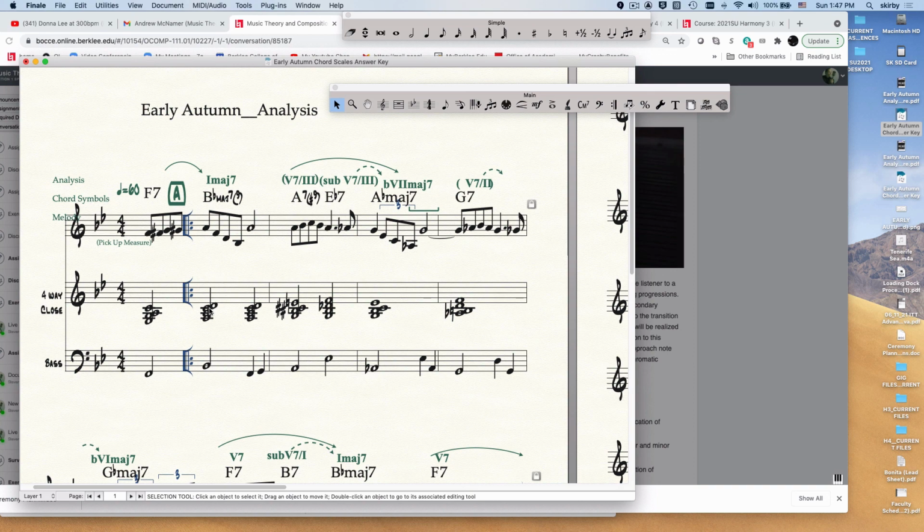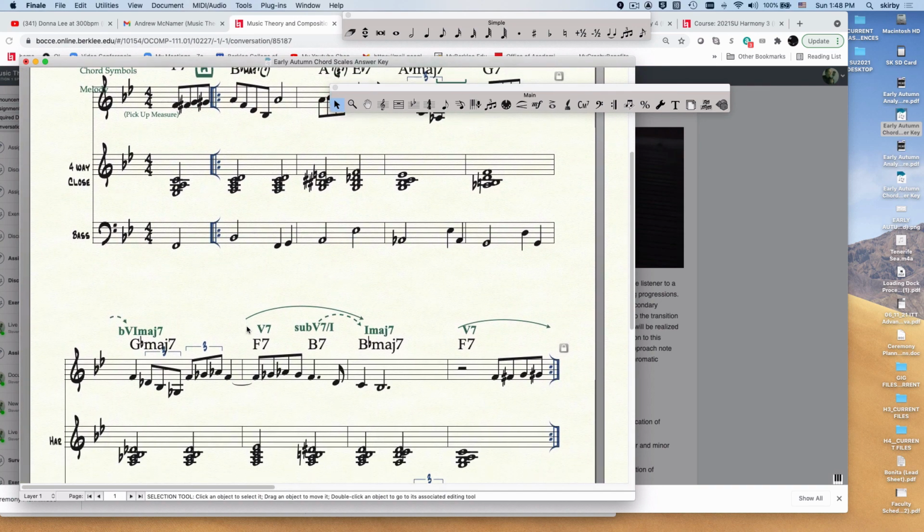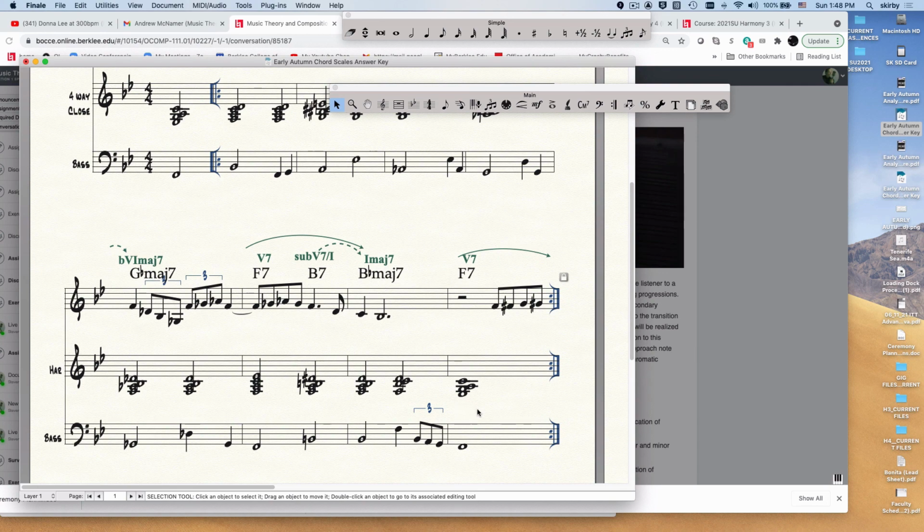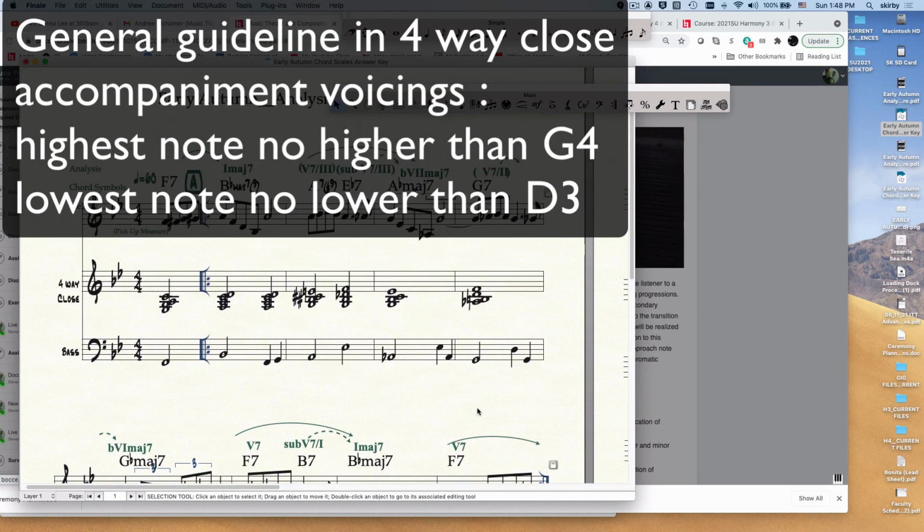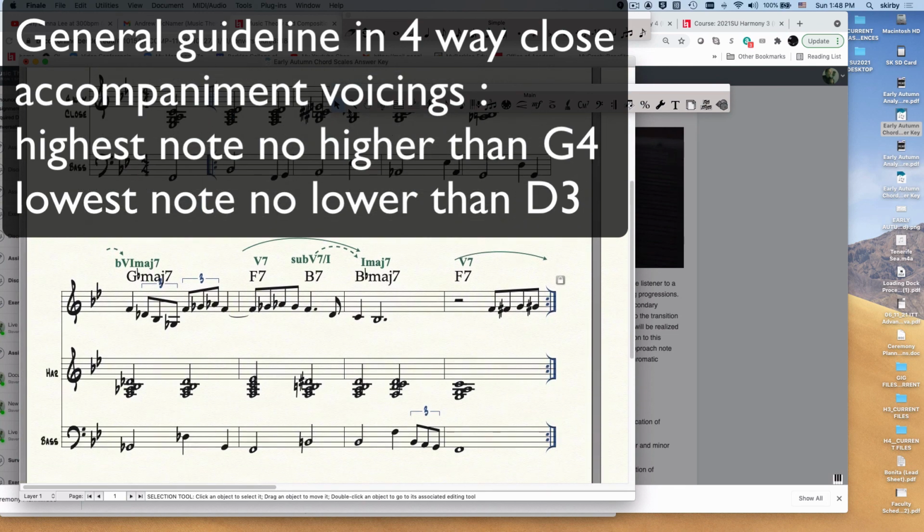And then you don't want to have any of your close intervals like thirds and seconds lower than D3, which would be the 4th ledger line below the staff. We never quite get down to there. So this is a guideline. Don't put a note any higher than this, generally, and don't put a note any lower than that. The low note was a D3, the high note was a G4.